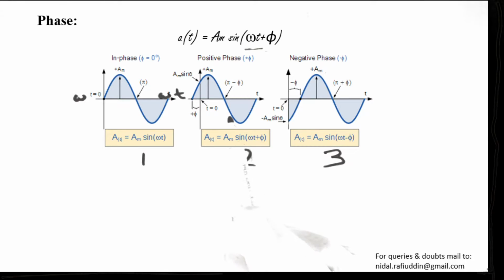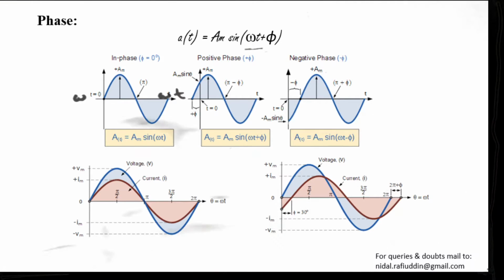So this particular waveform has a positive phase, which means that the maximum value of this waveform will be shifted slightly towards left, or shifted by an angle of phi towards left. Likewise, a negative phase waveform has its peak shifted by an angle phi towards right. So this shift by phi on the right side represents a negative phase, and the expression is given as a(t) equal to Am sine omega t minus phi.